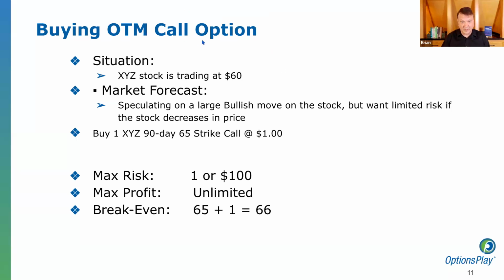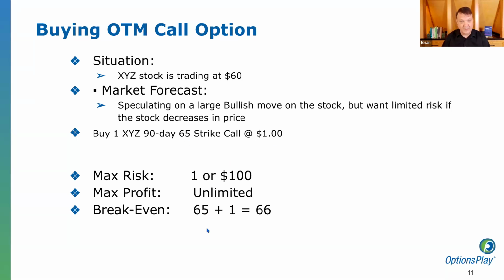If you're buying an out of the money call option, XYZ stock is trading at 60. Forecasts were bullish. We've got to be really bullish if we're buying an out of the money call option. So we buy one 90-day 65 strike call. We pay $1 for it. Our max risk is $1, and our max profit is unlimited. And our break even now is going to be 60 plus 1, or 61 in this scenario. Or 66, I'm sorry.